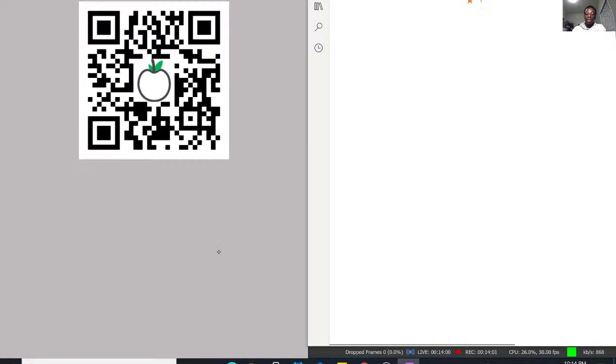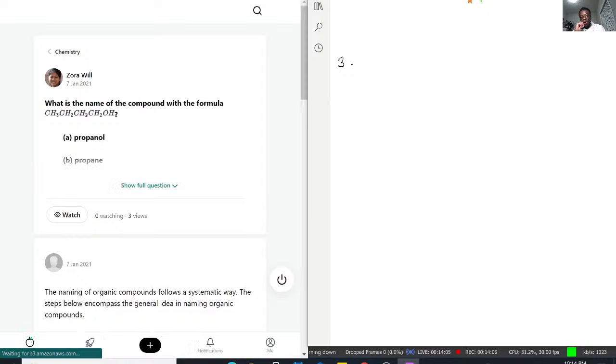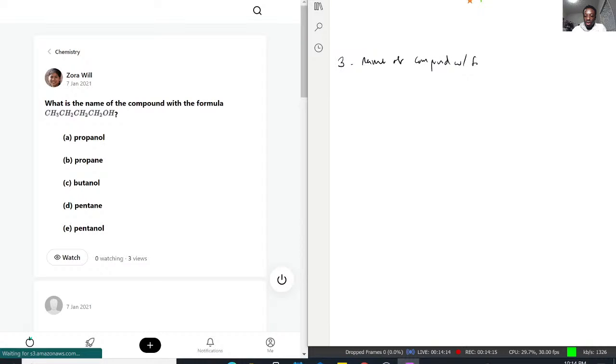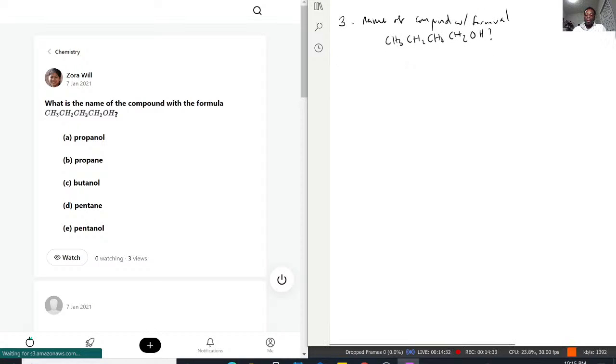Now with question number 3, we have, what is the name of the compound with the formula CH3 CH2 CH2 CH2OH? What is the name of this compound? Now, in order to get this name, we really have to focus on, I like to start with how many carbons there are.